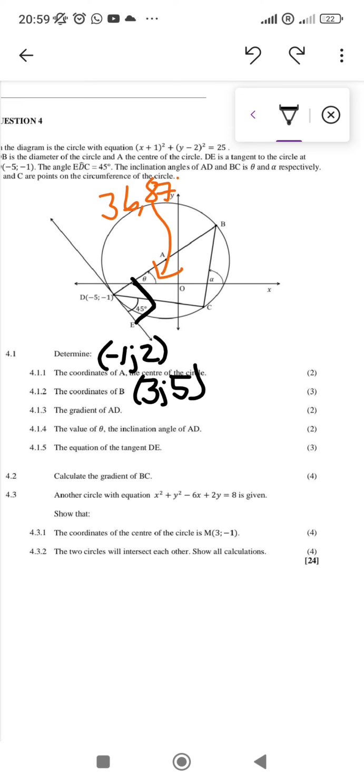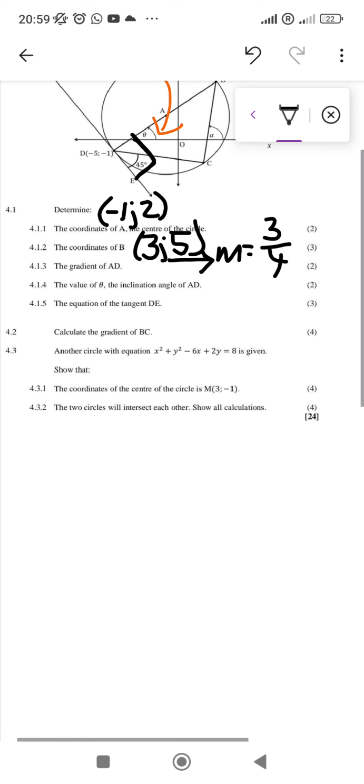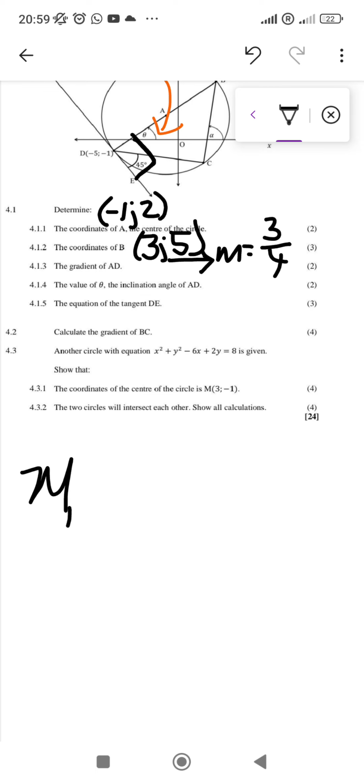So I think when we found the gradient of AD, our answer was 3 over 4. So now the gradient of DE, which is the perpendicular line, is the negative reciprocal. So change the sign. It was positive, now it's negative, and flip it. So the 4 is on top, the 3 is at the bottom. Okay, great. That tangent that we have there is a straight line.